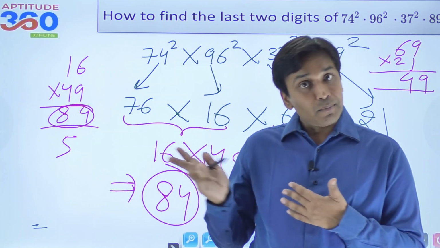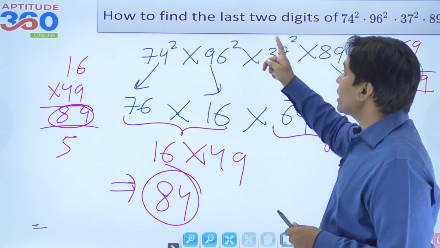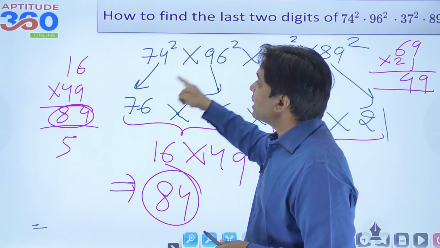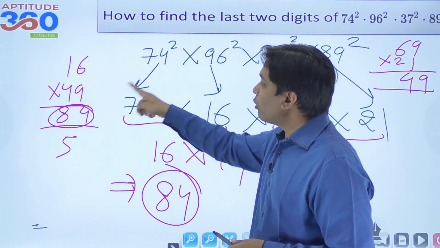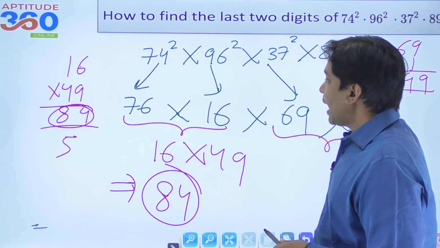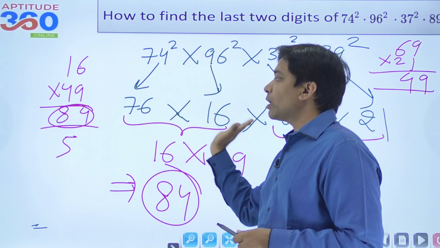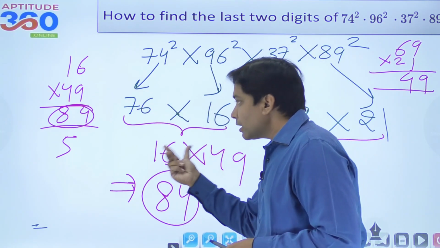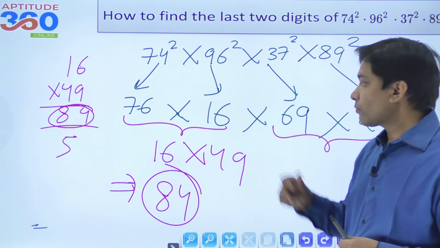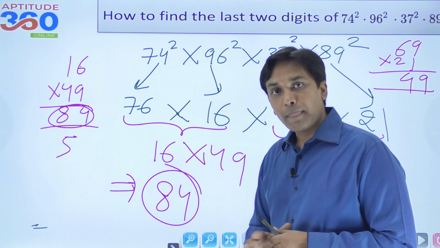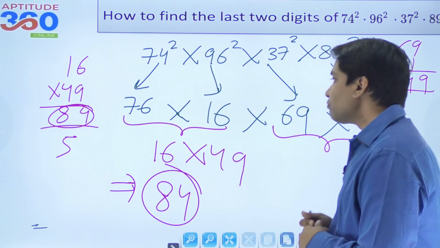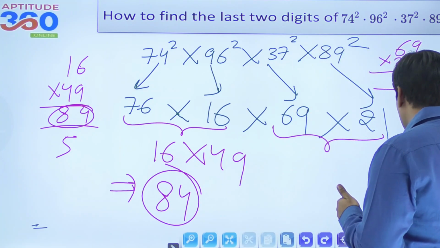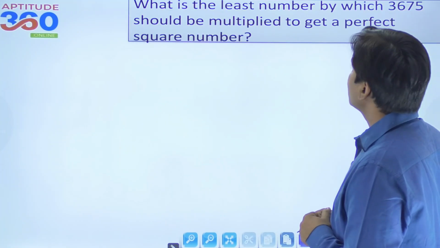Am I not applying the same thing? All that I'm doing is I am not finding out this entire square. What I'm doing is finding out the last two digits, and then when I'm multiplying these two numbers, I'm not even multiplying them completely. I'm finding out the last two digits from here, and then we can figure out the answer. Is that okay? So let's do one more problem before we call it off.